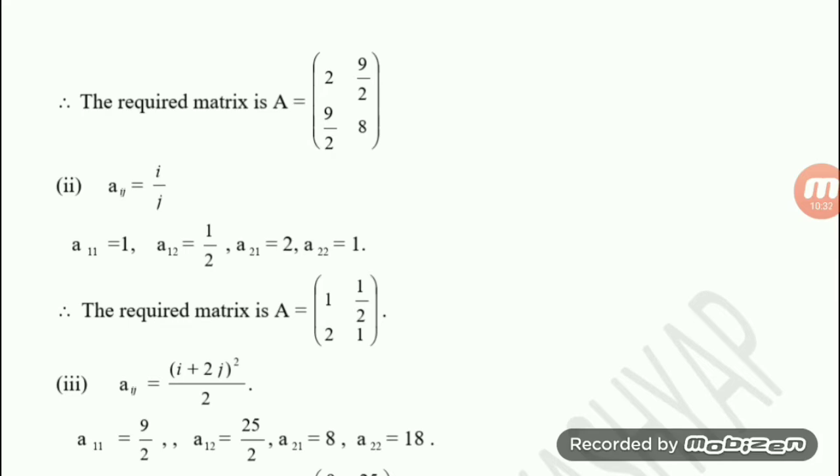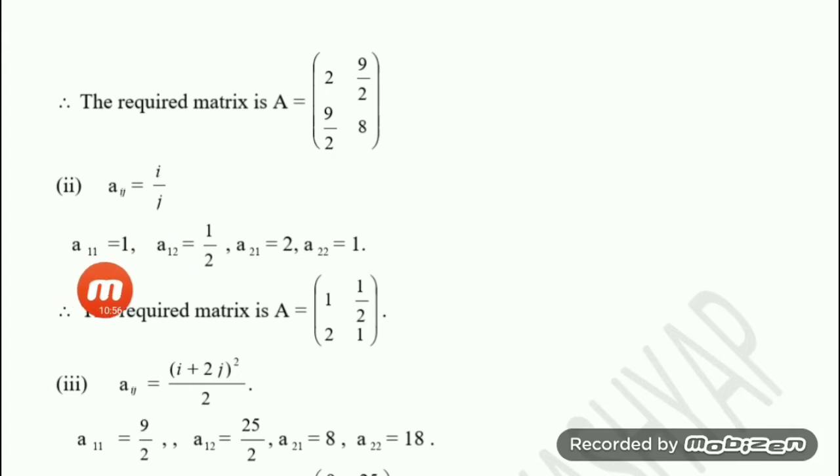Similarly, some more questions are there. You can calculate it, or let me show you. The next question, Aij is given by I by j. That means the numerator is the first element and the denominator is the second element, that is the number of the column. Let us consider the elements. You require the elements A11, A12, A21, A22. So let us find them.